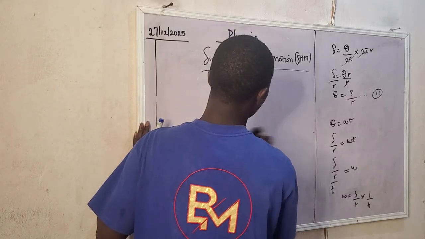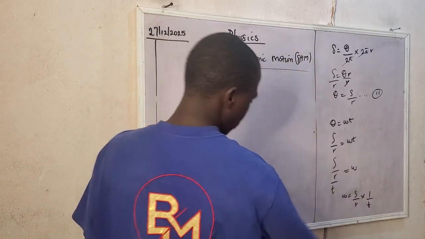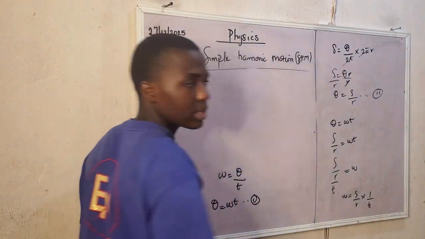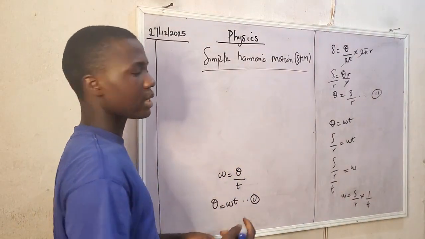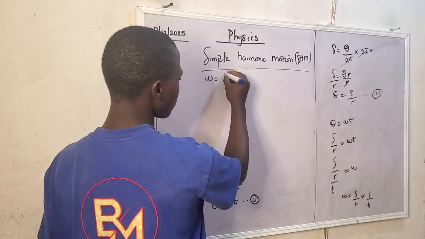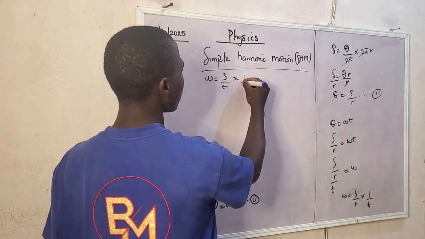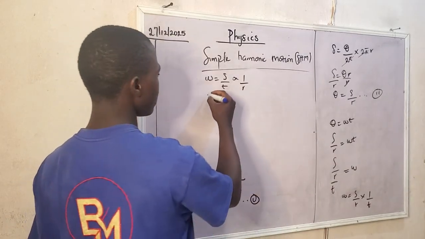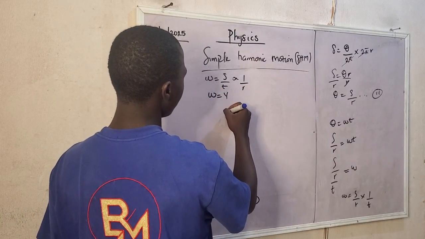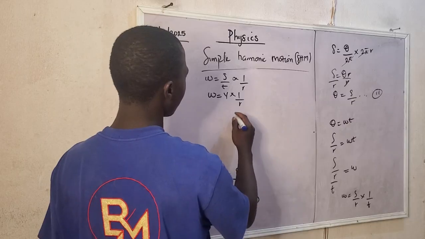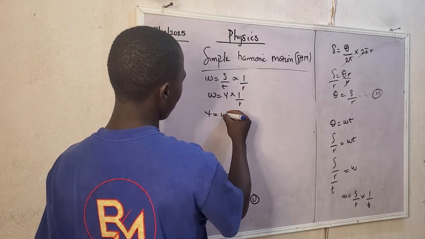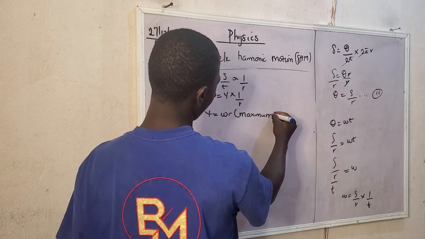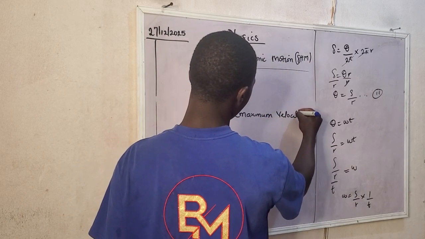Since multiplication in mathematics is commutative, we can interchange the denominators. So w is equal to S over t times 1 over r. S over t reminds us of velocity. So w is equal to v times 1 over r, and v is equal to wr. This is the maximum velocity for a simple harmonic motion.